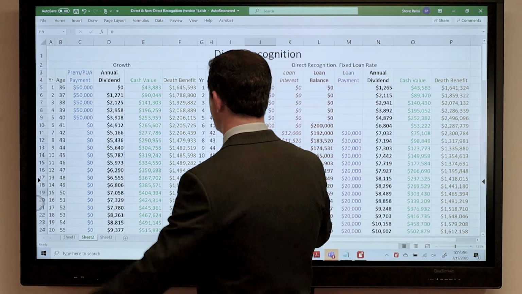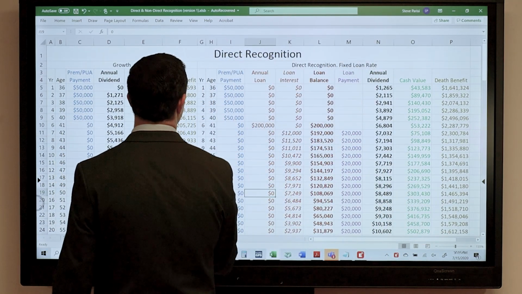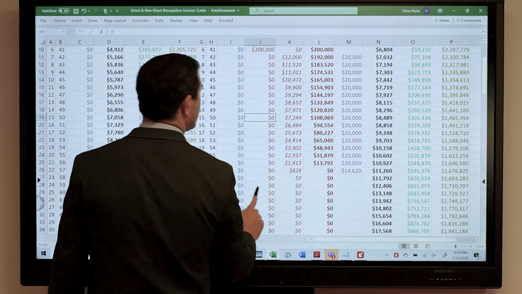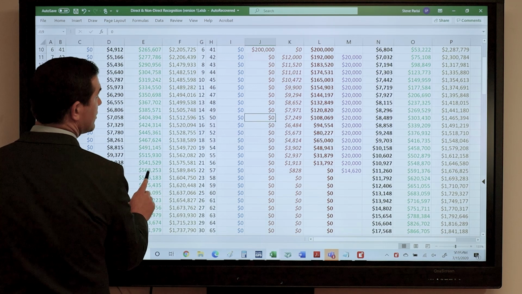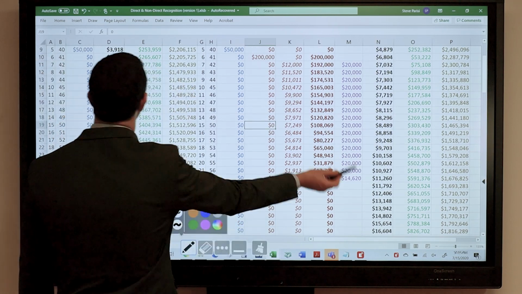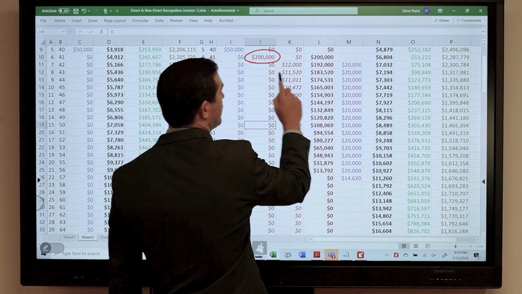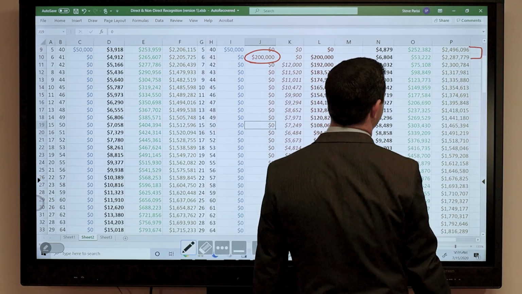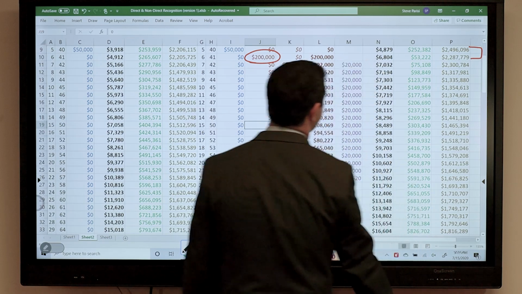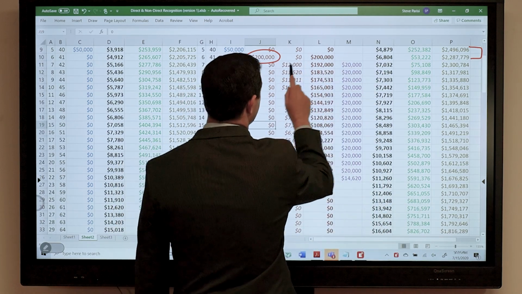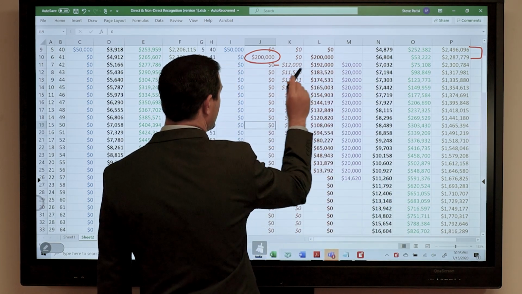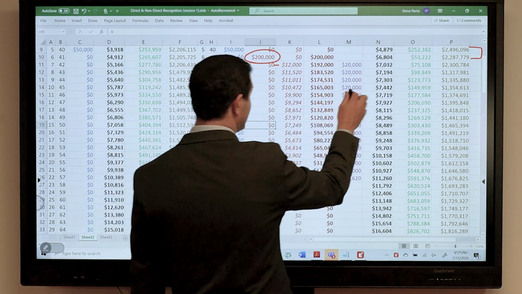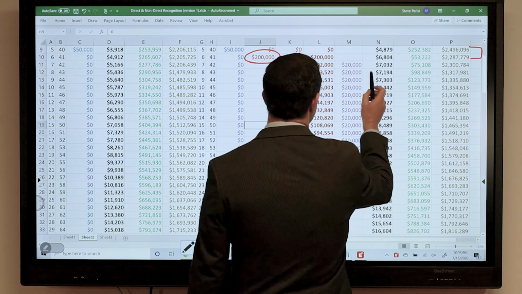Direct recognition, same thing, 50 for 5 years. Here's what I want to look at. Let's capture everything here. $200K loan. There's your death benefit reduction. Drops by about $200K. You'll see the loan interest is not $10K year one, it's $12K because it's a 6% rate on the direct recognition example. But here's really what I want to touch on.